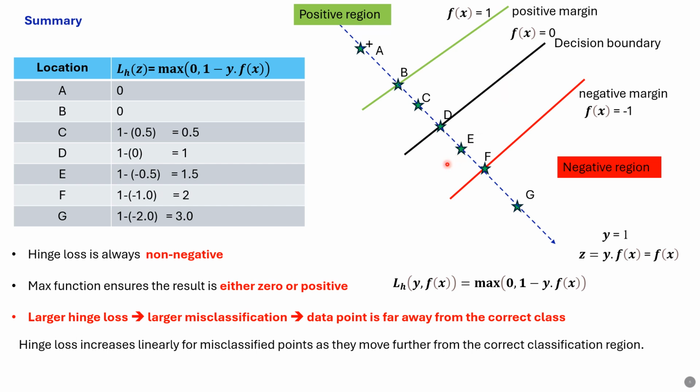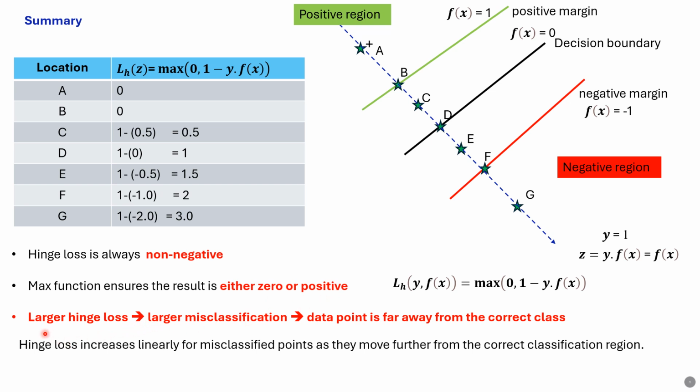Again at E, it is 1 minus negative 0.5. This is 1.5. At F, it becomes 2 because this data point is on the wrong boundary, or the opposite boundary. Therefore, this always has hinge loss 2. At G, it becomes 1 minus negative 2, that is 3. Now we can see all these values are non-negative. Therefore, we can say this max function ensures the result is either 0 or positive.